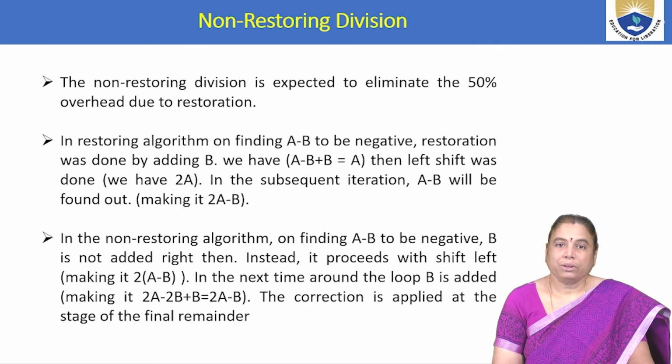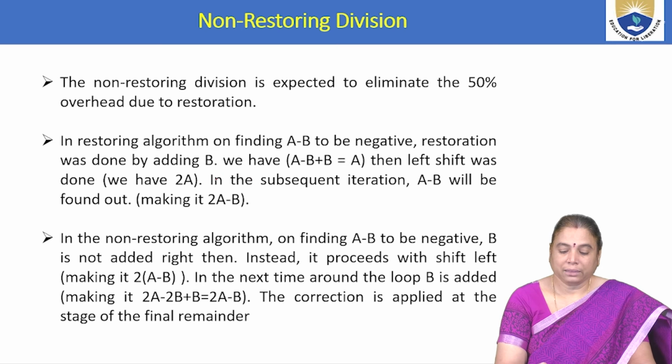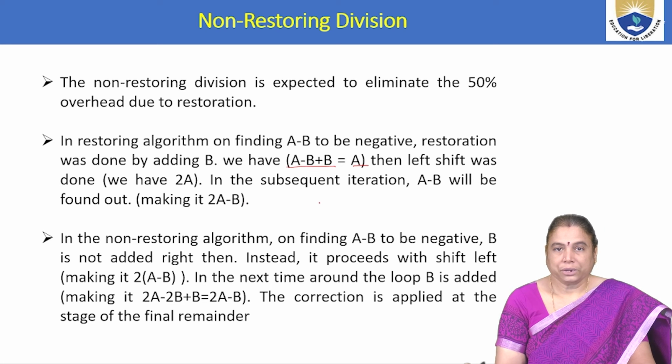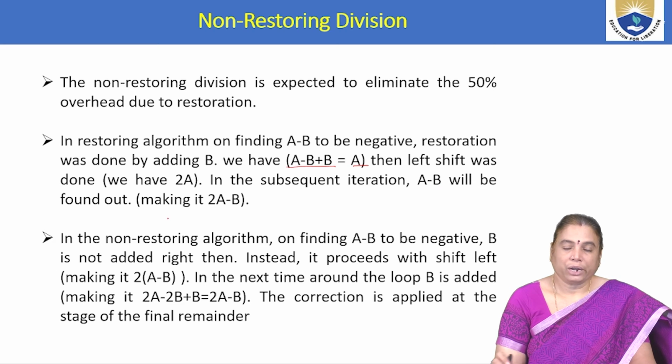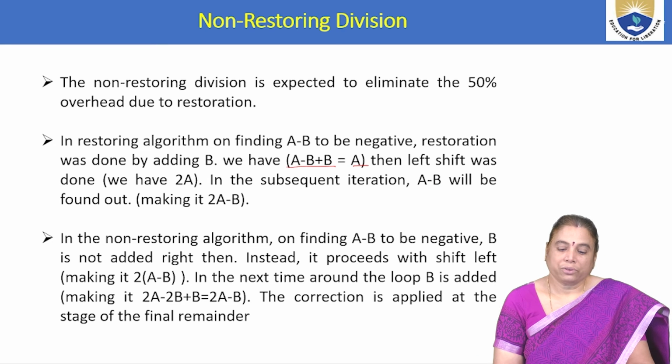The second way of division is non-restoring division. The non-restoring division is expected to eliminate the 50% overhead due to restoration. In the restoring algorithm, on finding A minus B to be negative, restoration was done by adding B. So A minus B plus B is equal to A, and the left shift was done in the subsequent iteration, so A minus B will be found out. This is the working of the restoring algorithm with the example we just discussed.